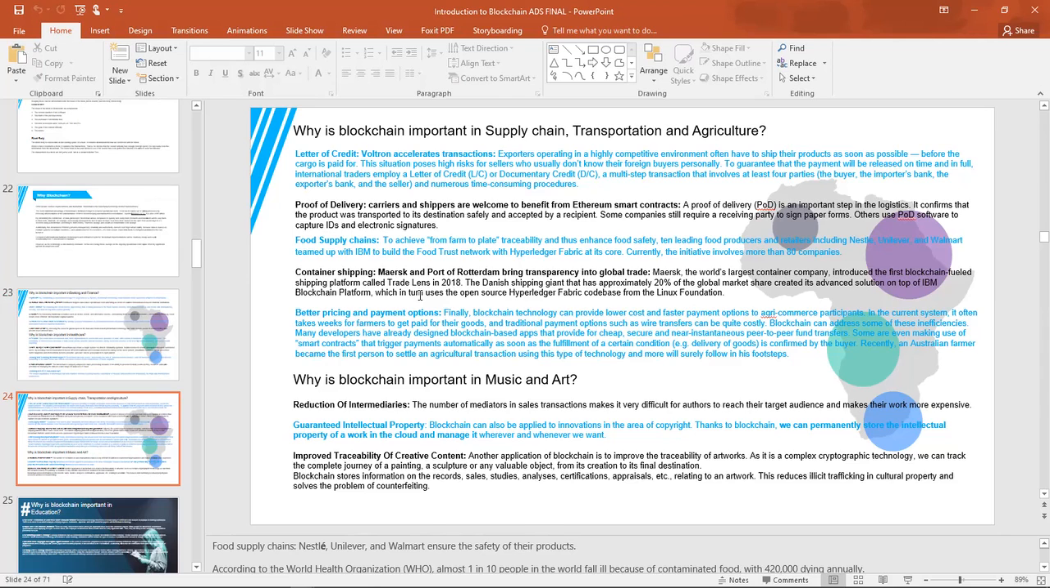Better pricing and payment options: blockchain technology can provide lower cost and faster payment options to agricultural commerce participants in the current system. It often takes weeks for farmers to get paid for their goods, and traditional options such as wire transfer can be quite costly. Blockchain can address some of these inefficiencies.